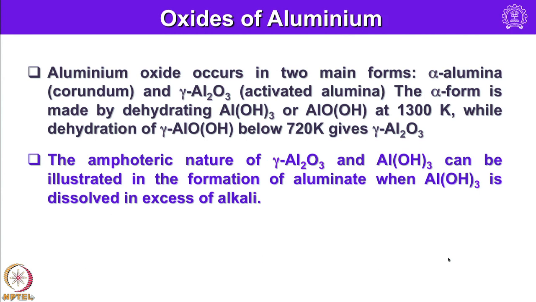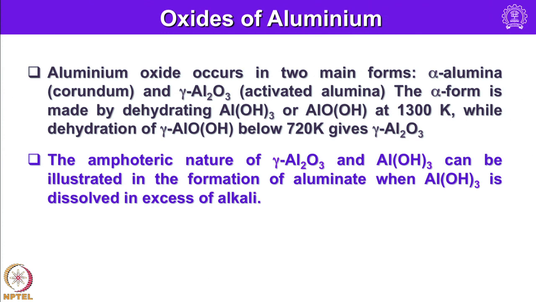Now let us look into the oxides of aluminum. Aluminum oxides occur in mainly 2 forms. One is alpha alumina, that is also called corundum, and also gamma alumina, that is called activated alumina. The alpha form is made by dehydrating aluminum hydroxide or aluminum oxyhydroxide at 1300 K, while dehydration of gamma aluminum oxyhydroxide below 720 Kelvin gives gamma or activated alumina.